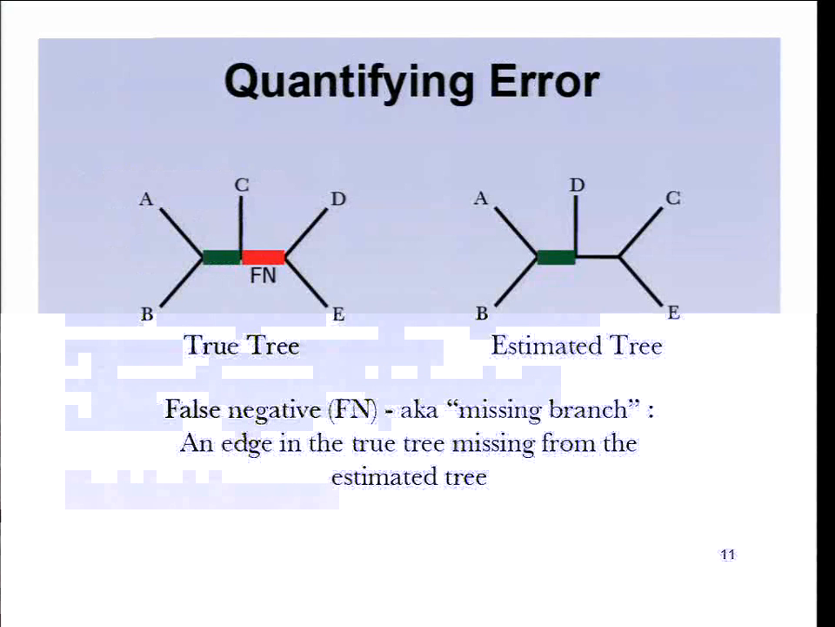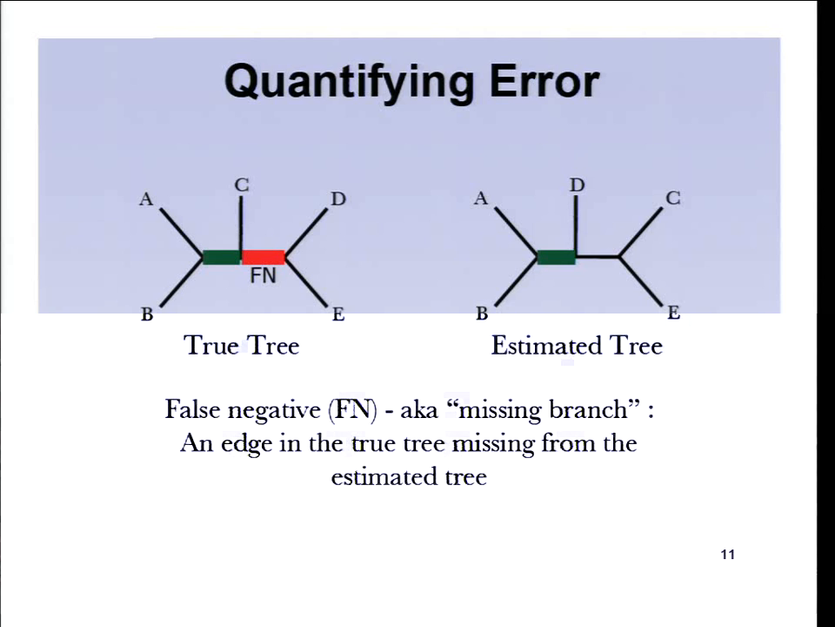So if you have a true tree and an estimated tree, you can look at each edge. This edge, for example, splits AB from CDE. So does this. So it's a true edge in the estimated tree. Whereas this edge splits DE from ABC, and that doesn't appear here. So this is a false negative. It's an edge that's missing from the estimated tree. So you can talk about the false negative rate or the missing branch rate.